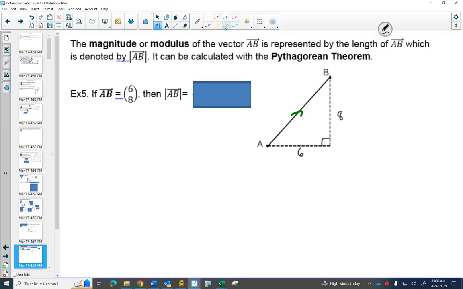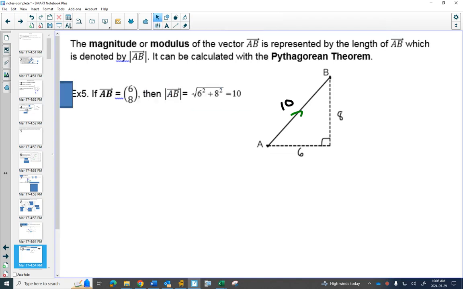How long is this side? This is a famous one. You should be able to do this in your head. It is 10. It's just the 3, 4, 5 triangle doubled. Can you see that? Because you know 3 squared plus 4 squared equals 5 squared. If you double it, 6 squared plus 8 squared, 36 and 64 makes 100. So the length of AB is 10.